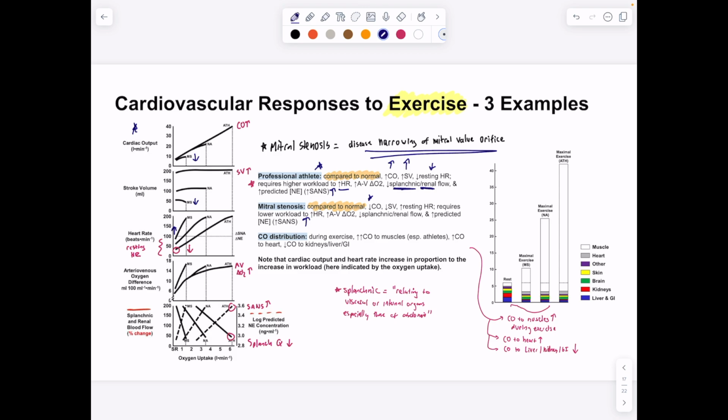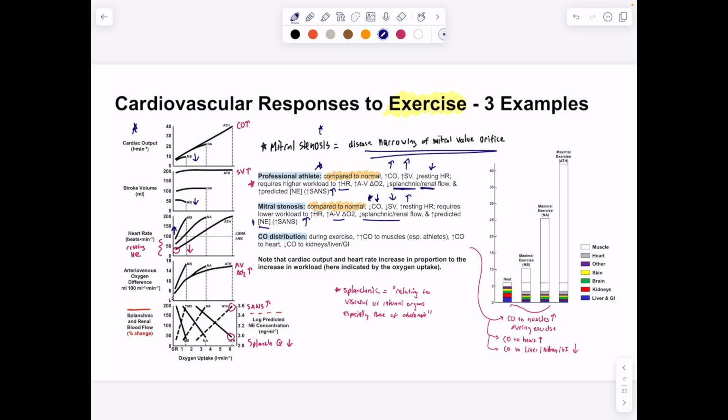All right, and then for somebody with mitral stenosis, narrowing of the mitral orifice, compared to a normal person exercising, they have decreased cardiac output, decreased stroke volume, right? There's something wrong with their bicuspid valve. Their heart rate when they're resting is elevated, and they require a lower workload to increase their heart rate. While exercising, they do have, just like usual, the increase in difference between arterial and venous oxygen content. And like usual during exercise, the blood flow to their gut and their kidneys is decreased due to vasoconstriction from the sympathetic nervous system, and they also have an increase in norepinephrine because the sympathetic nervous system is more activated.